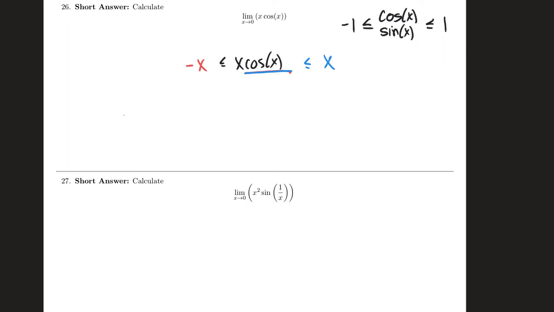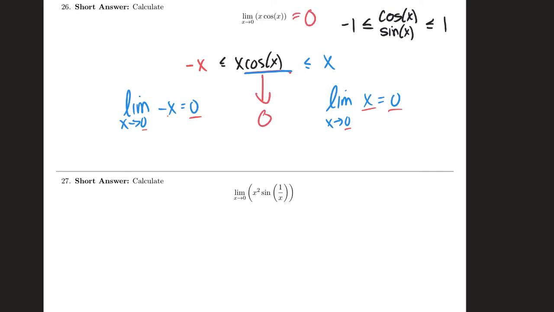And then as these things go to 0, I get 0 in both cases. So as this function goes to 0, I get 0. This function goes to 0, I get 0. But both of those are 0. The middle also has to be 0. So your final answer for that one is 0.